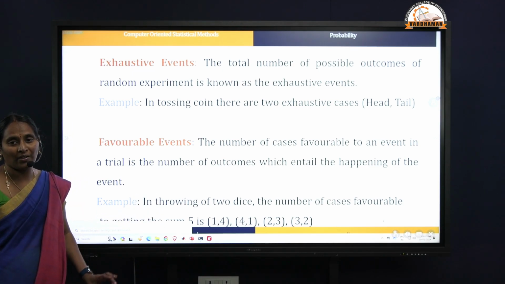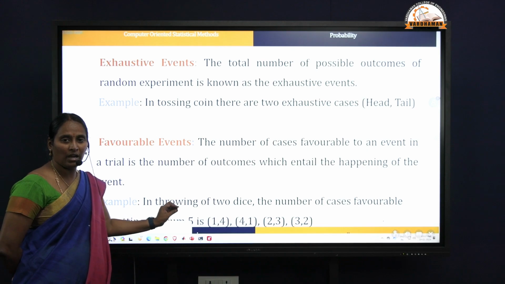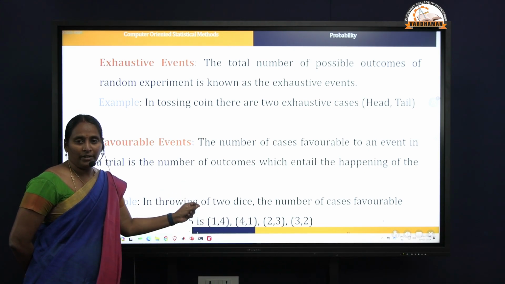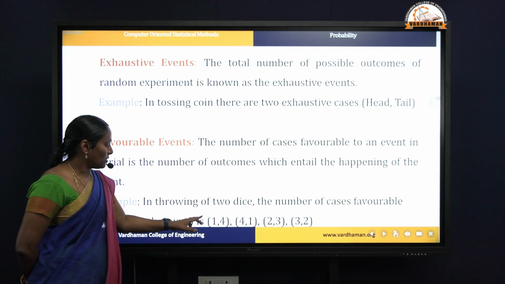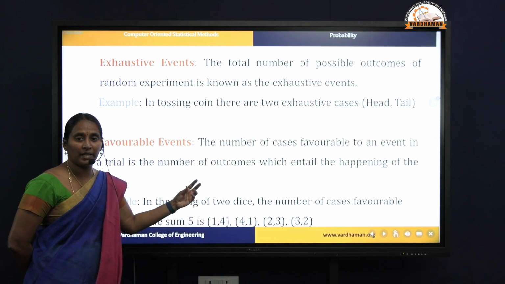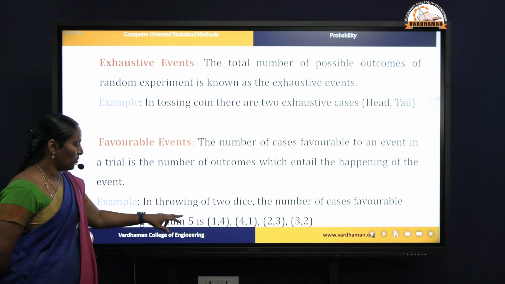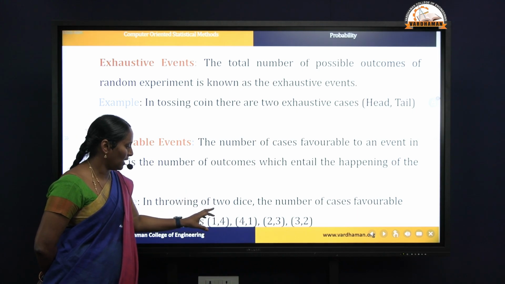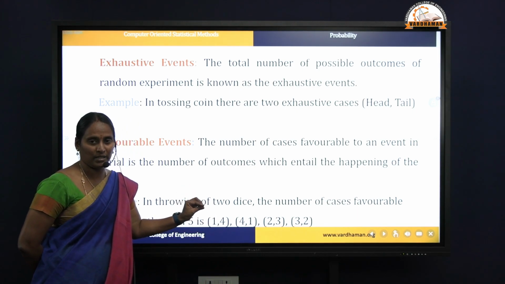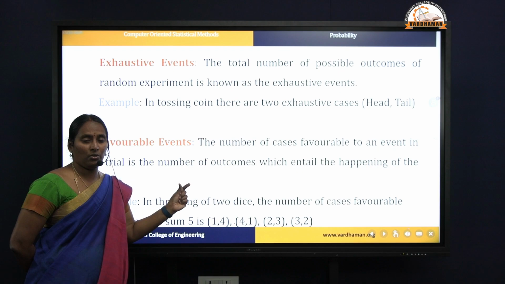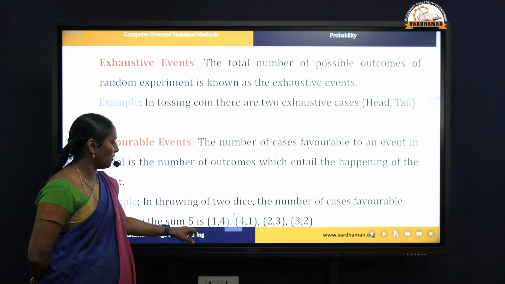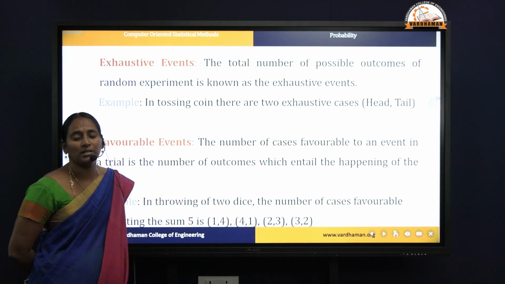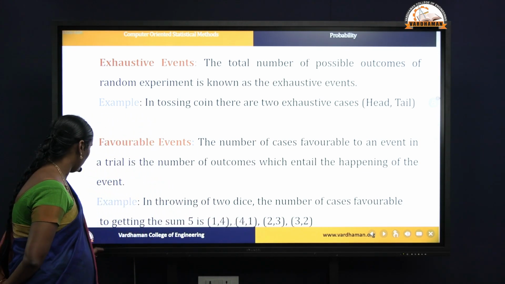So how many favorable events are we having? They are discussing throwing 2 dice. When you throw the first die, the first outcome will be 1. When you throw the second die, the second outcome will be 4. So 1 plus 4, the total is 5. In the same way, out of all 36 outcomes, when 2 events are added, you are going to get the sum equal to 5. So now it will be (1,4), (4,1), (2,3), (3,2). All these you call the favorable events.